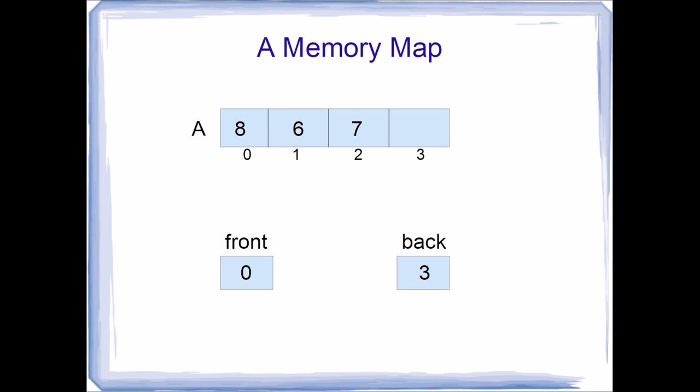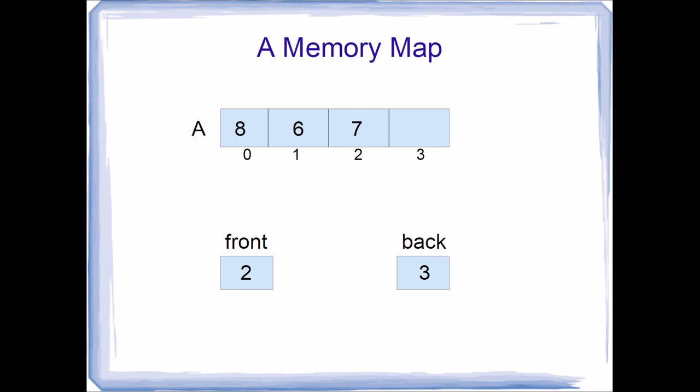Anyway, so we're going to do a dequeue. All we have to do to remove 8 from our queue is to increment front. So now the value at the front of our queue is 6, and it's in element 1, so front contains 1. So let's say that we wanted to remove 6 now. Then all we have to do is increment front again.